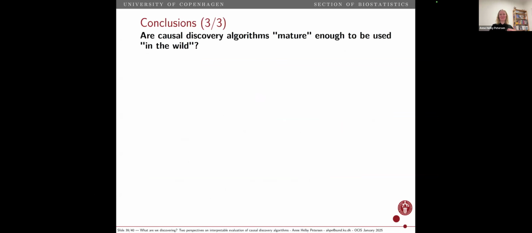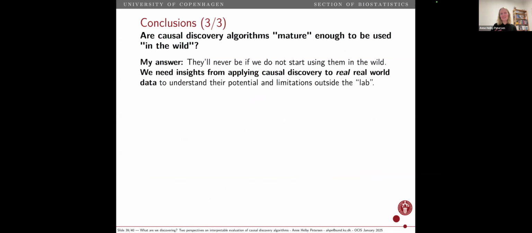Finally, I want to finish on a question that I'm often asked, and I thought I would use this opportunity to try to answer it. Are these causal discovery algorithms actually mature enough to be used in the wild? Should we do it at all? We don't know if they work really. And my answer to this is that I don't think they'll ever be if we don't start using them in the wild. We really need the insights that come from applying these things to real world data to understand what happens outside of the lab, and also the limitations.